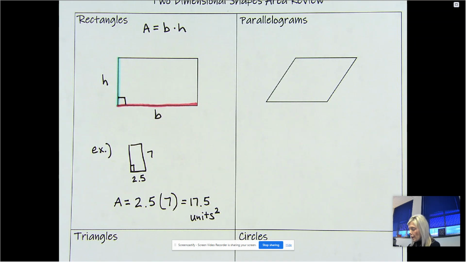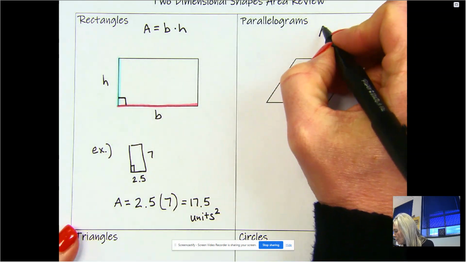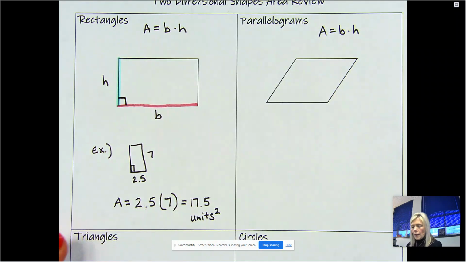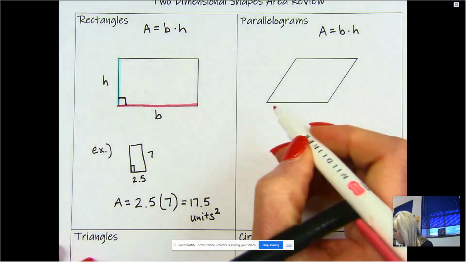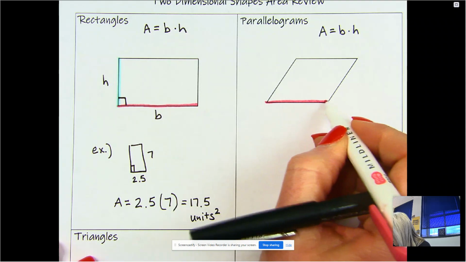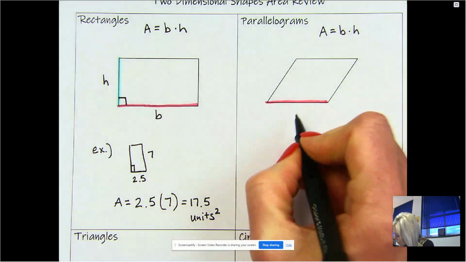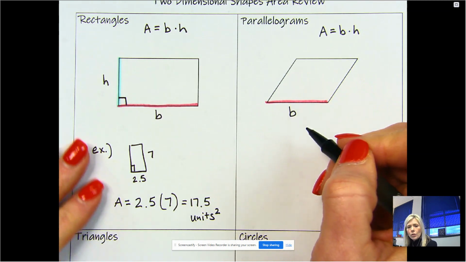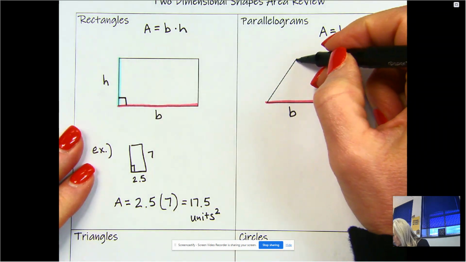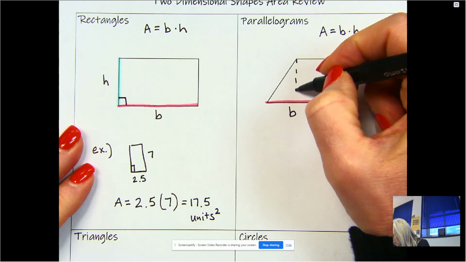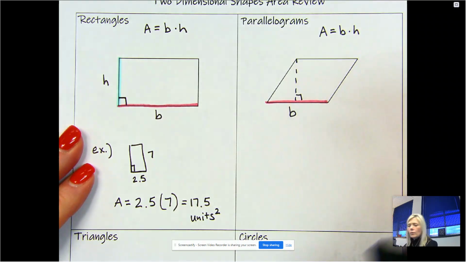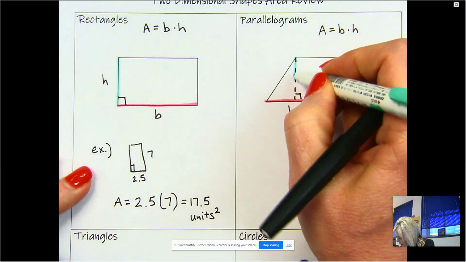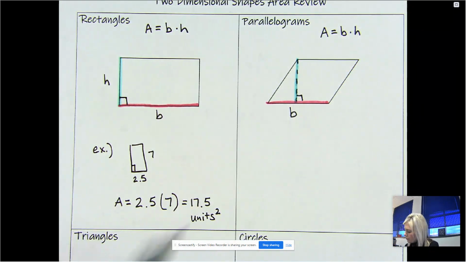In a parallelogram, the area is also equal to base times height. And so in this parallelogram, here's the base. And then height always refers to the perpendicular height. So we need a perpendicular right there. And then that is the height of the parallelogram.